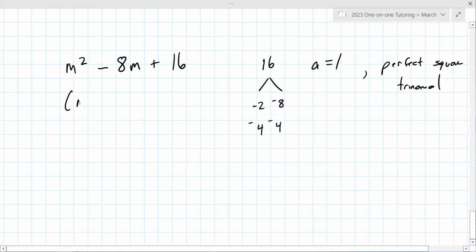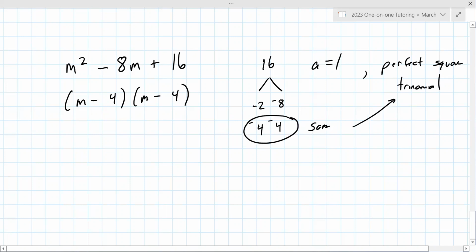So this becomes m minus 4, m minus 4. Now, remember I mentioned that you might recognize why this is a perfect square trinomial. Do you see that these are both the same? Yes. They're duplicates. That's why it's a perfect square trinomial. That's one reason. Again, the other thing is that you could write m minus 4 squared because they're exactly the same.